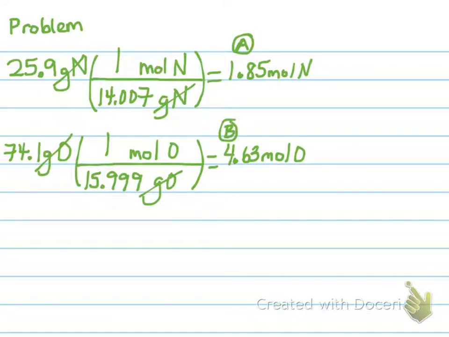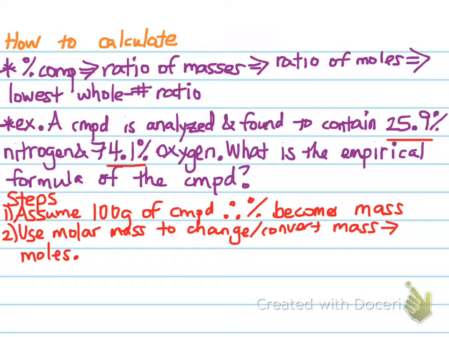Now, remember, I'm trying to write a formula here. And right now, my formula would look like this. N 1.85, O 4.63. Can I write a formula like that? No, right? I can't do that. I have to have whole numbers. So that means I'm not done yet. And so I'm going to have a third step.